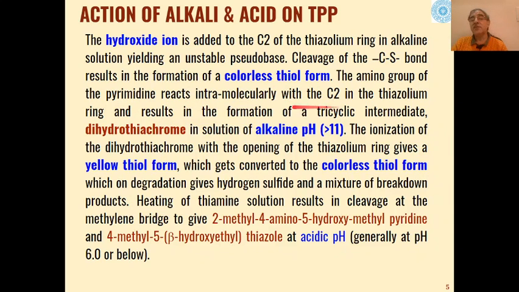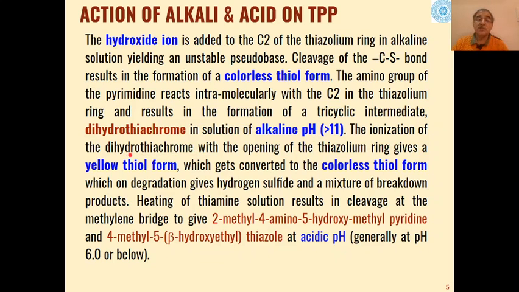will react intramolecularly with the C2 in the thiazolium ring, and we will get a tricyclic intermediate which is called dihydrothiochrome. And for all these reactions to take place, the pH of the reaction must be alkaline, that is more than 11 in this case.